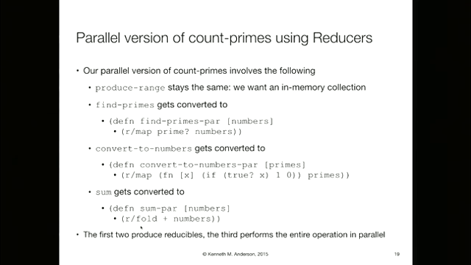In this case, because we're doing a sum, fold would allow us to provide an initial value if we wanted to, but this basically invokes the reduce and uses the plus number. So it's right here on r/fold that causes everything to spring to life, create the collection, do all the calculations, and return the result. These first two are producing reducibles. Those eventually get passed in via this collection, and the third performs the entire operation in parallel.